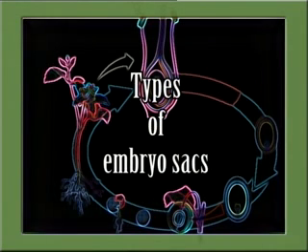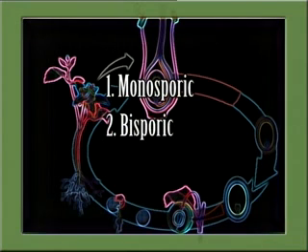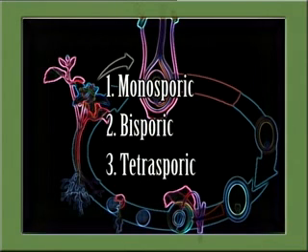Now the types of embryo sacs. There are three main types of embryo sacs. These are monosporic, bisporic, and tetrasporic. Each group has more than one type of embryo sac named after the genus in which it was described.